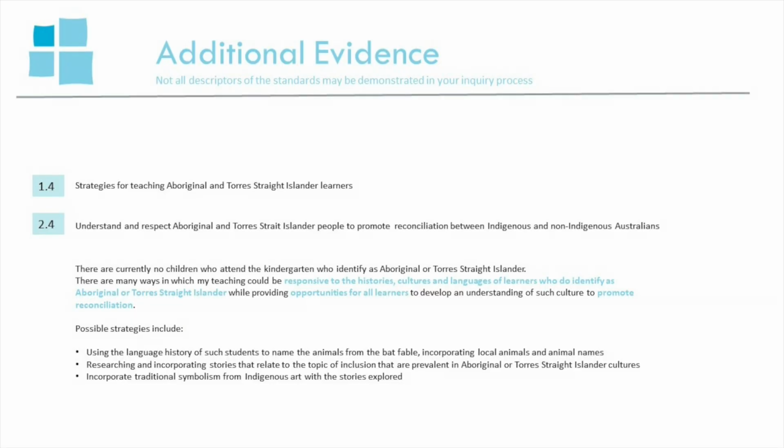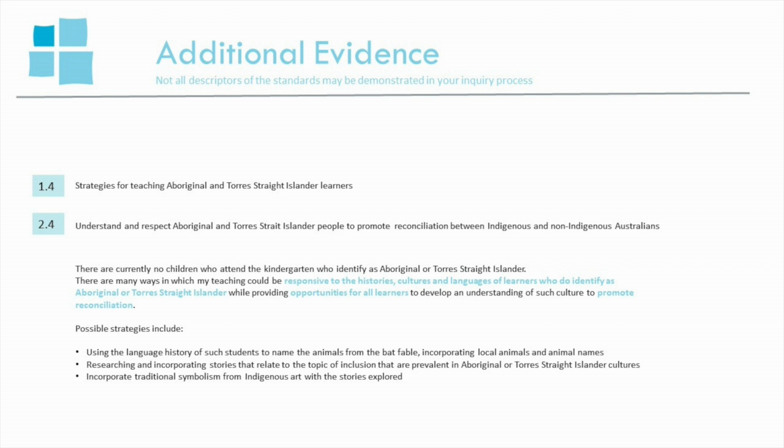It is acknowledged that not all the descriptors may be met in this inquiry approach, and I found that to be true for 1.4 and 2.4, and that's because there are no children who identify as Aboriginal or Torres Strait Islander at my kindergarten. However, in reflection, I do feel that there are many ways in which these heritages could be included and shared with the group.